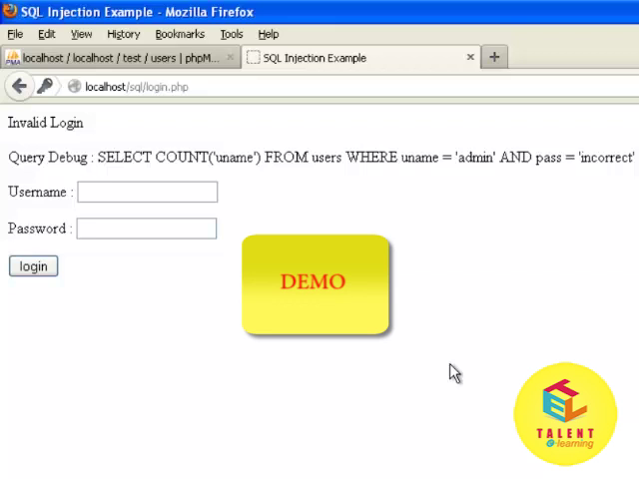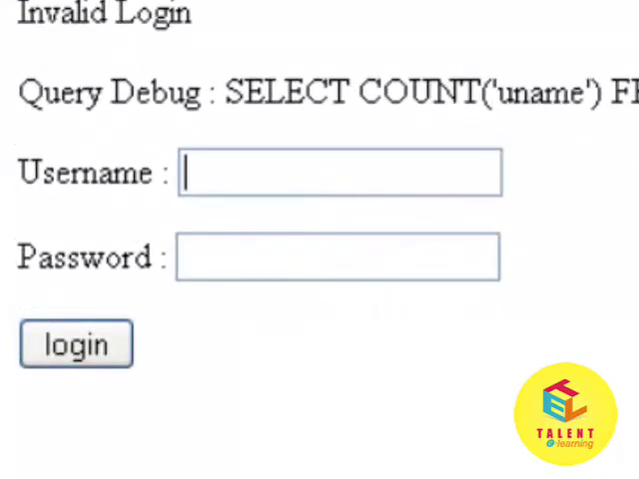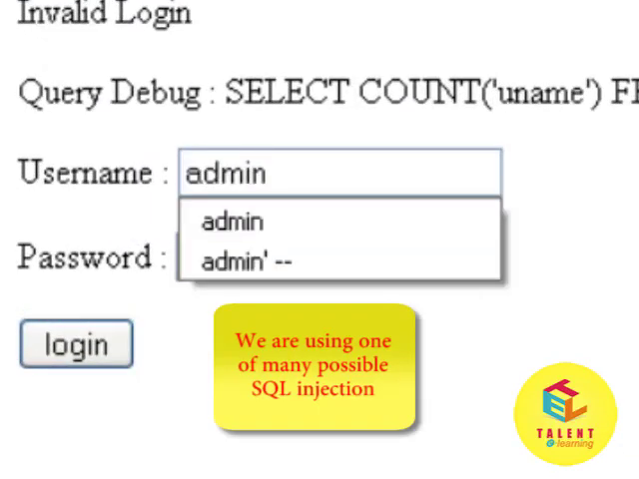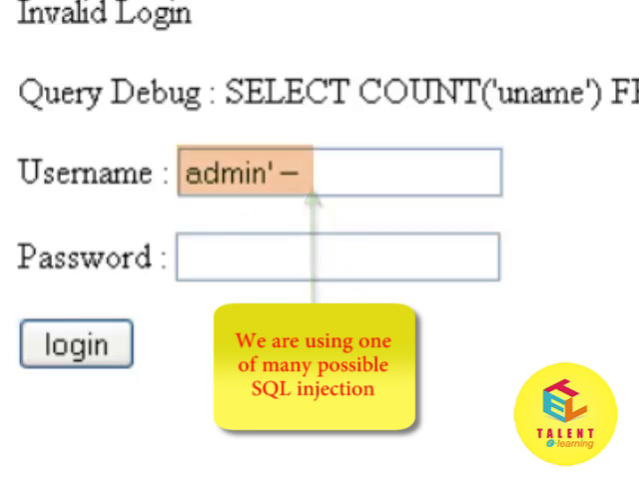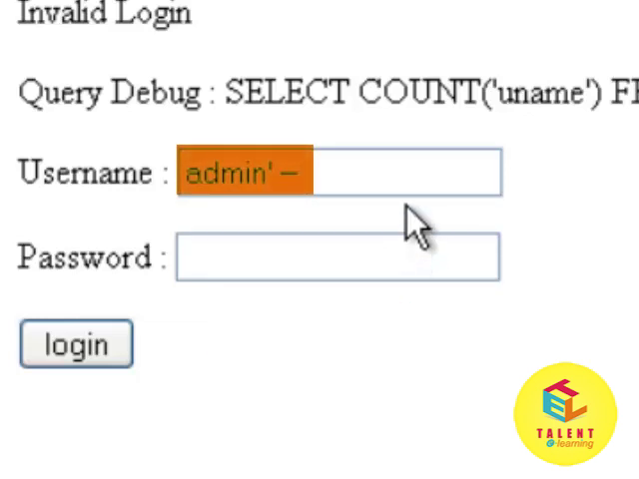SQL injection. Instead of giving a correct username, I am typing admin, quote, space, 2 hyphens and space. And what this does is very interesting, which we will cover in just a few minutes. But for now, just remember that we have written our correct username, quote, space, 2 hyphens and space.